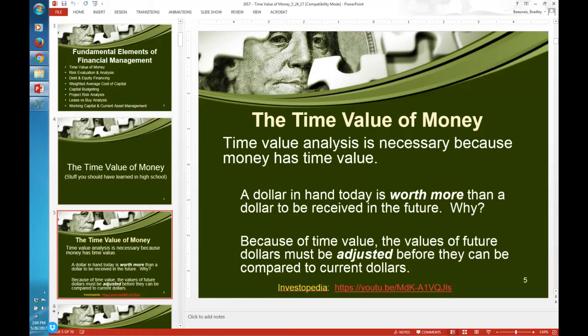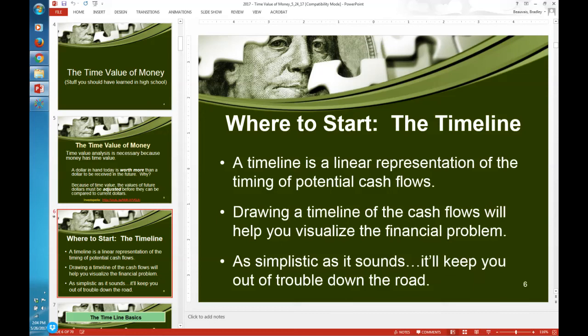Because of that, we have to adjust any future cash flows in order to value all those future cash flows on a present value basis. And there's a good little Investopedia link in your slide deck that will explain this in some further detail. I encourage you to click through. So how do we start this? Well, as basic as it sounds, we start with a timeline.